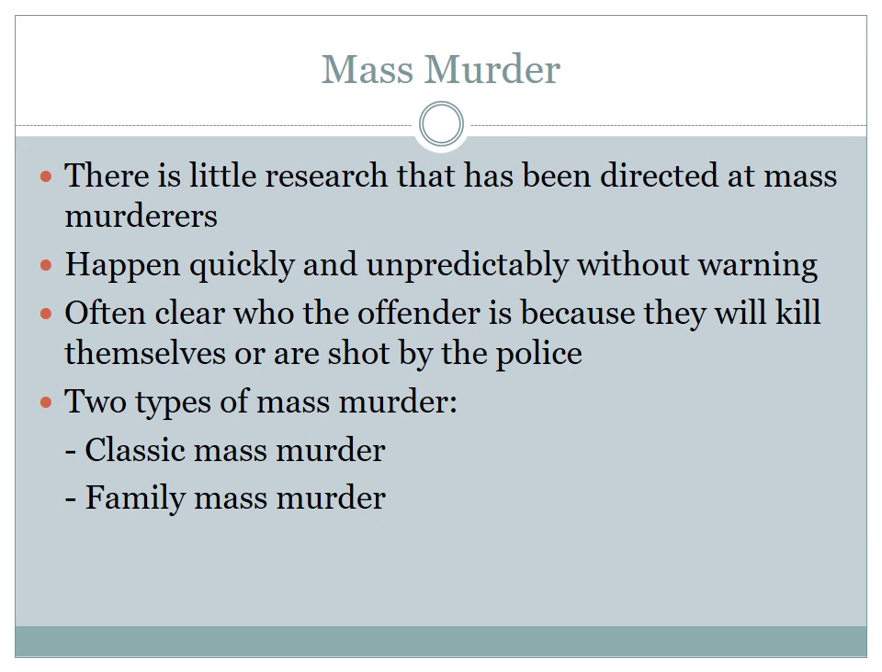So, mass murder. There's actually little research that has been directed towards mass murders. They happen pretty quickly and unpredictably without warning, and also the fact that they're not as intriguing or mysterious as serial murders is probably why there's little research done on them. Also, it is often clear who the offender is because they'll kill themselves or are shot by the police after committing the crime. There are two types of mass murder that I mentioned earlier, which is classic mass murder and family mass murder.